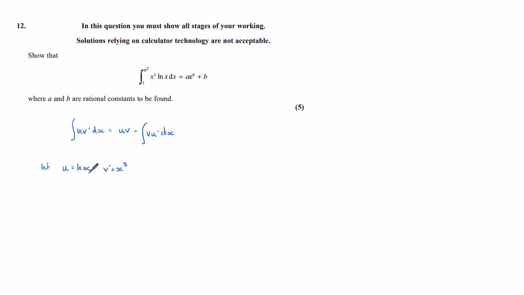And so given that u is equal to ln x, I can differentiate that, and the derivative of ln x is 1 over x. Given that v dash is x cubed, I can integrate that, increasing the power by 1 and dividing by the power. V is equal to a quarter x to the power 4. So now my integral has become uv, which is a quarter x to the 4 ln x, minus the integral of quarter x cubed dx.